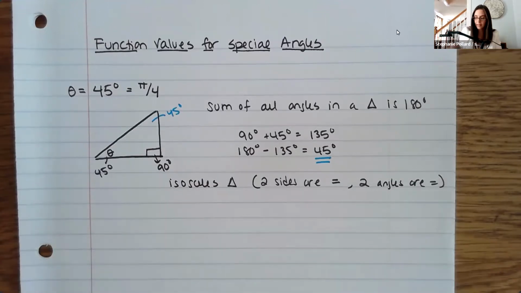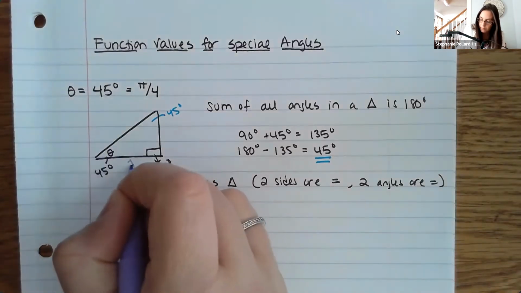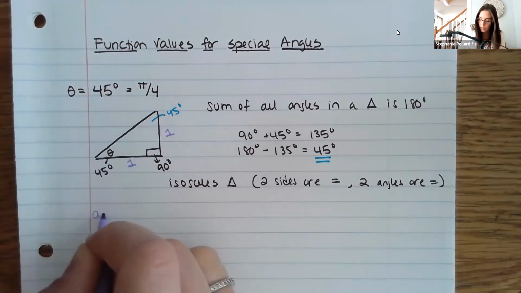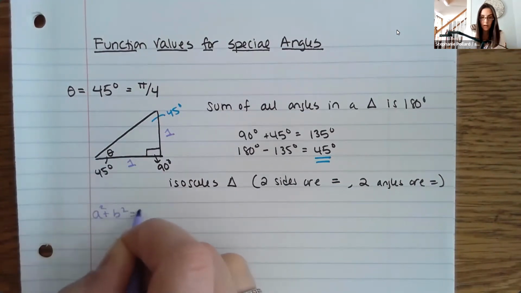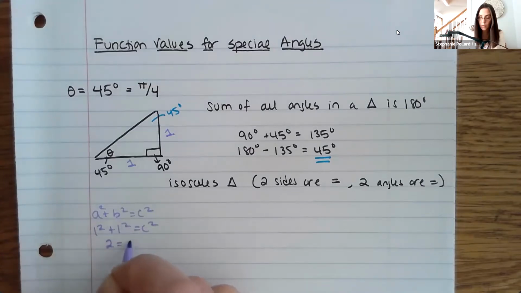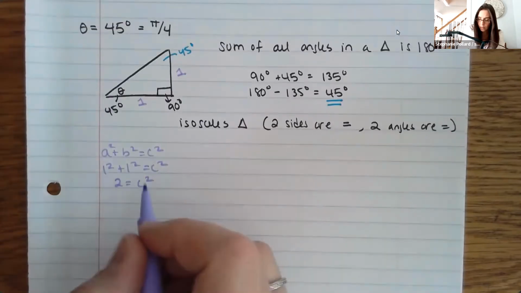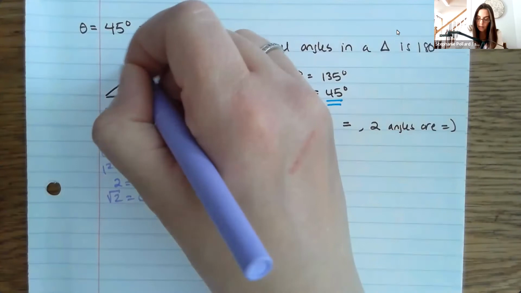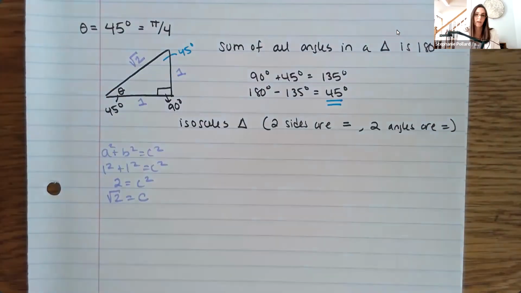So I'm going to let these each be 1. Then I can find the other side by using a squared plus b squared equals c squared. So 1 squared plus 1 squared is 1 plus 1, which is 2. So c squared is 2, and I take the square root of both sides, and I get my c value here is the square root of 2. There's nothing I can really simplify there.